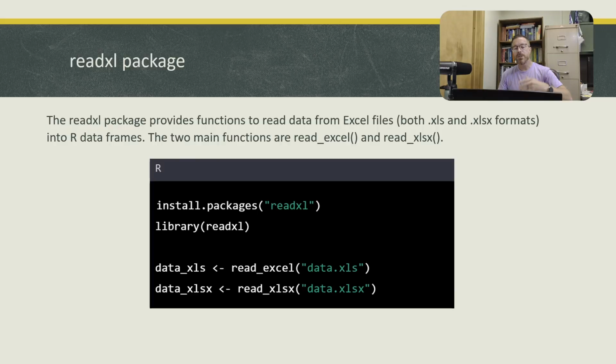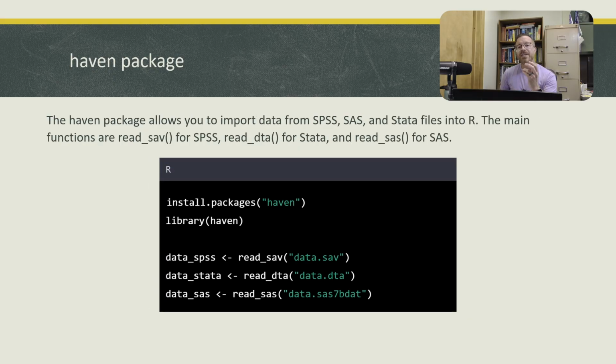So if you want to install this, you do install.packages. It would be the readxl package, and then of course you load it with library. If you wanted to pull an XLS document, it would be read_excel and then whatever your file path is. Or if it's an XLSX file, then you want to do read_xlsx.